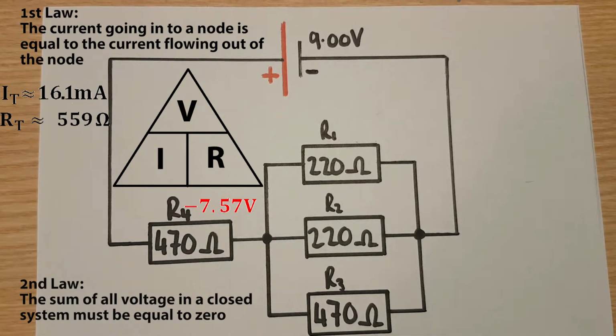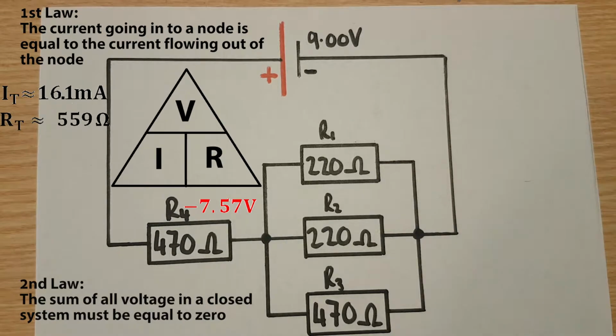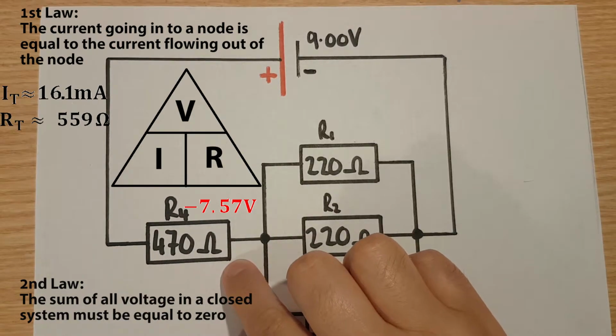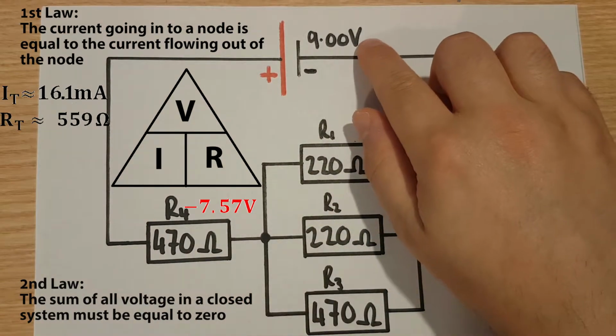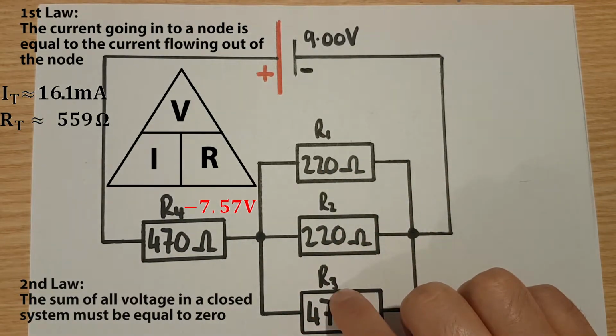Referring back to Kirchhoff's law, the second law states the sum of all voltages in a closed circuit must be equal to 0. So if we are counting this parallel network as one block, and we know from our theory that voltages in parallel are all equal, and we have this voltage here, and we know that our original voltage minus all of the voltages in our circuit must equal 0.